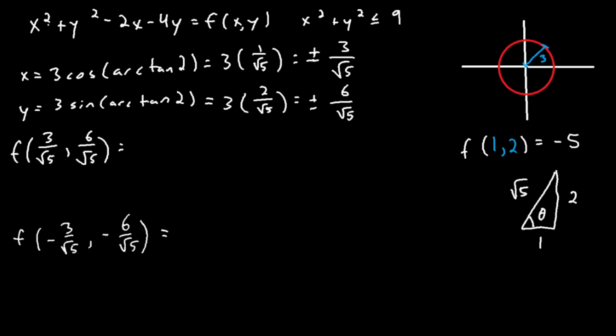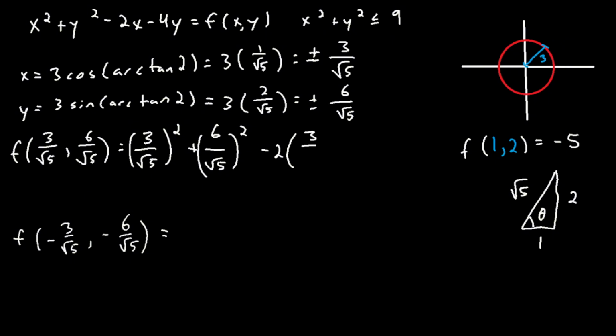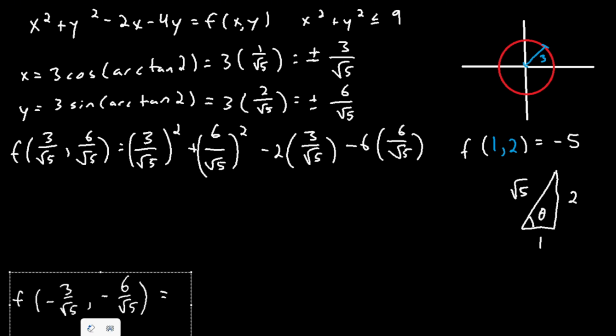So if we plug in the values here for x and y, we get 3 square root of 5 squared plus 6 square root of 5 squared minus 2 times 3 square root of 5 minus 6 times, what is this? 6 square root of 5. Yeah, this is very, very annoying to do.